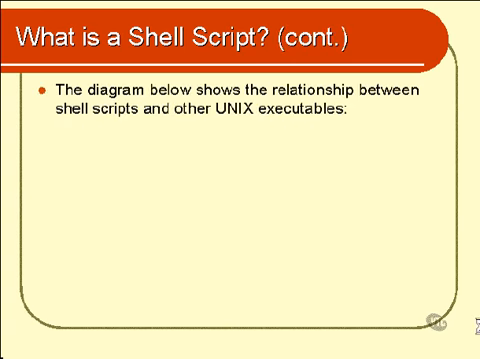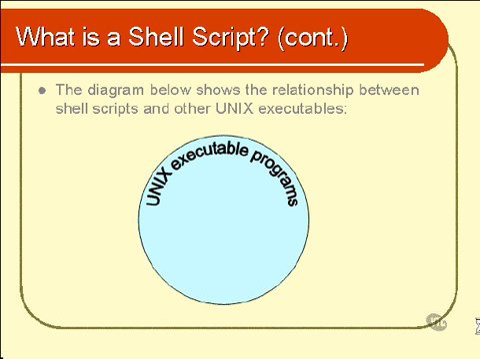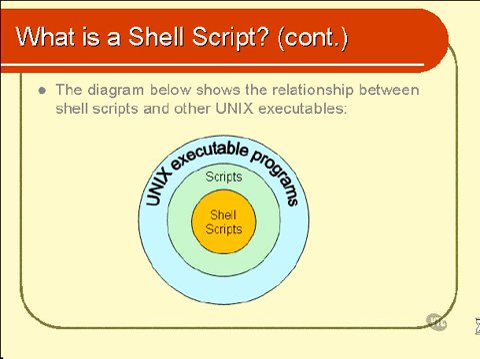Let's look at a diagram. Think of this circle as all of the Unix executables that are available. Now, a subset of those, you can say a subset are scripts, the rest, of course, being binary executables, and a subset of those are shell scripts, the rest being awk scripts or Perl scripts or sed scripts or something else. Let's now actually go and have a look at an actual Unix shell script.